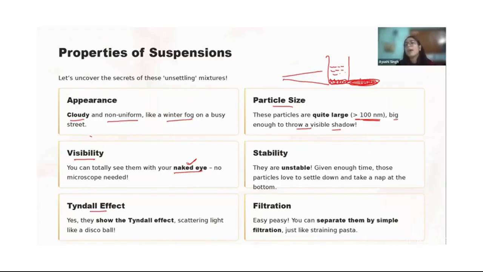Now stability: they are unstable. If you stir it, the particles will start moving again, but they try to settle. They love to settle and take a nap at the bottom. You can imagine it like that.